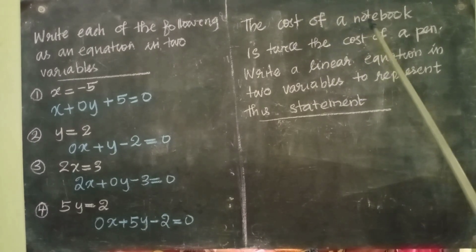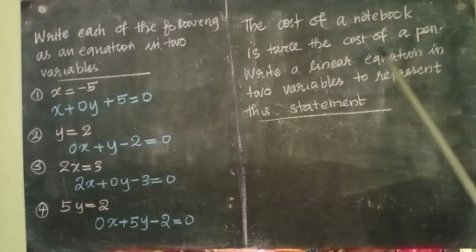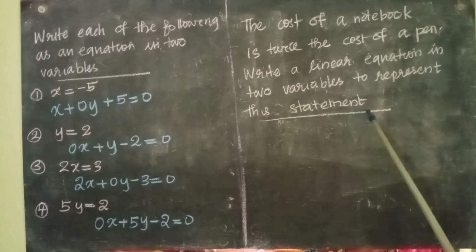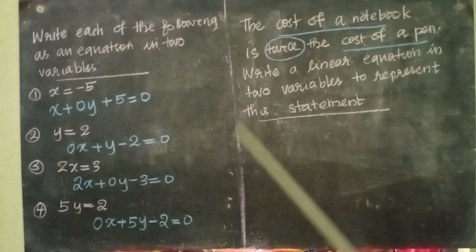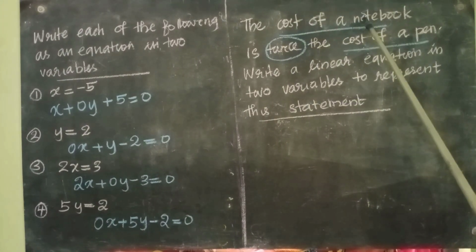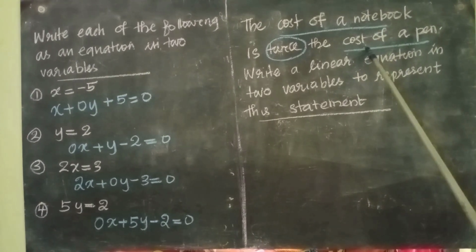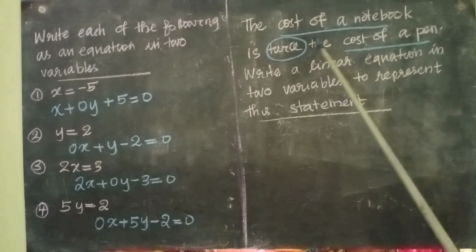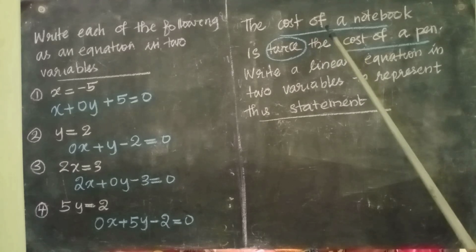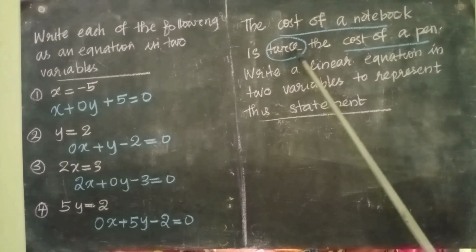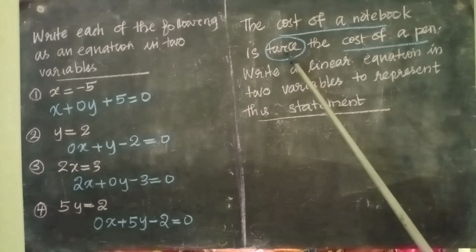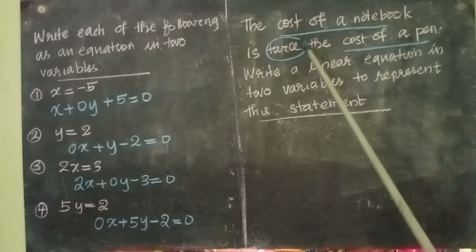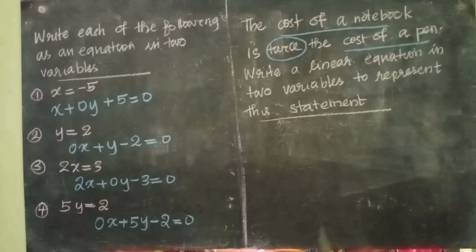Next question, the cost of a notebook is twice the cost of a pen. Write a linear equation in two variables to represent this statement. So there is a discussion about two things. First one is the cost of the notebook. Second one is the cost of the pen. So one you can take as x and the other one we can take as y. And there is a connection between these two. The cost of the notebook is twice the cost of the pen. Twice means 2 times, multiplied by 2.